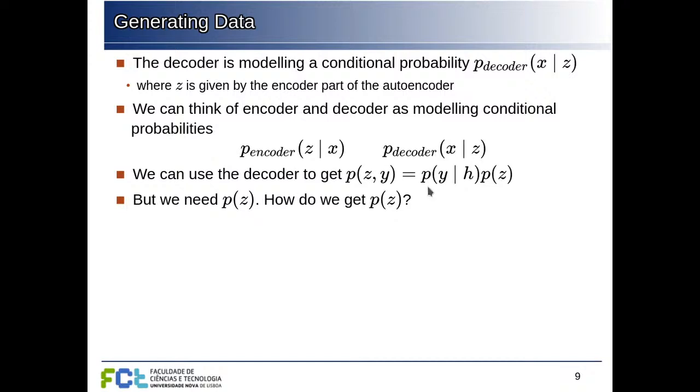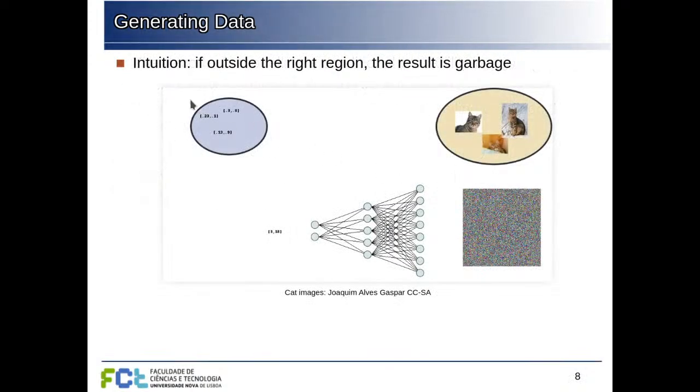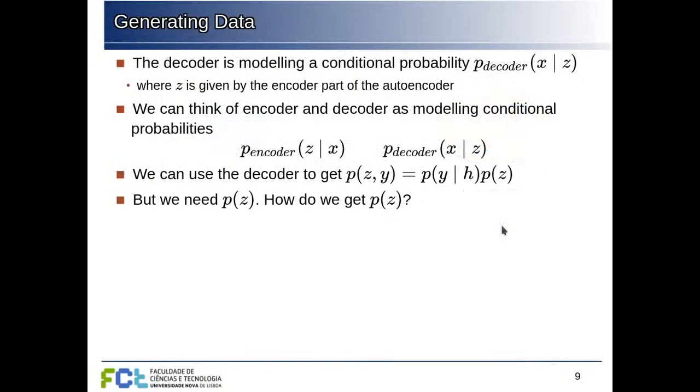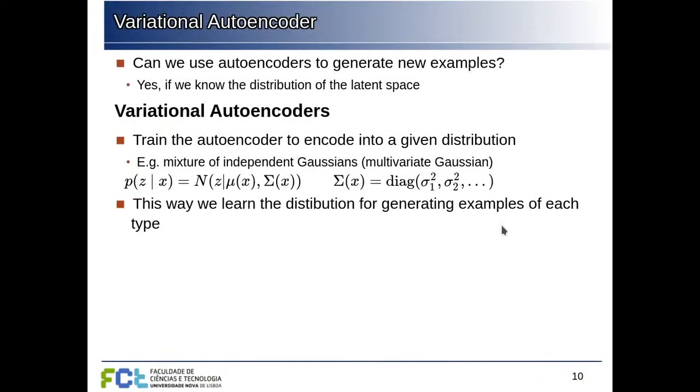But we can imagine here that we can be using this to generate some new examples. So basically we can use this decoder part to generate examples, to approximate the joint probability distribution of the hidden representations and whatever types of examples that we want, if we have this additional information, the distribution of the latent representation here, so that we can sample in the right places and not get some results like this. So the question is, how can we get this distribution?